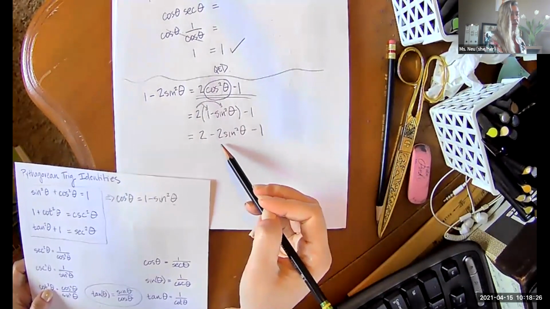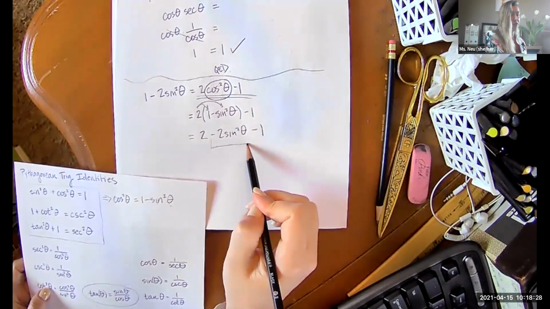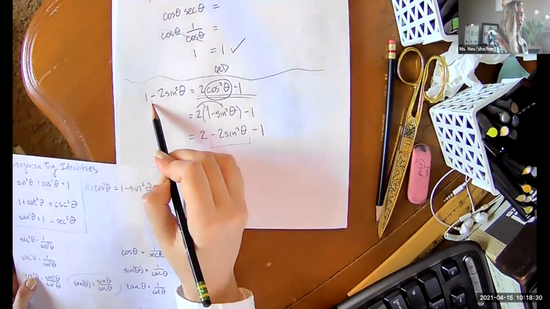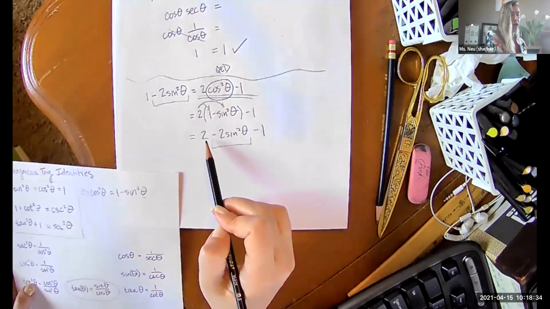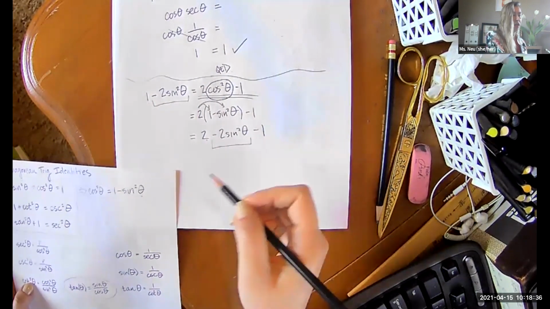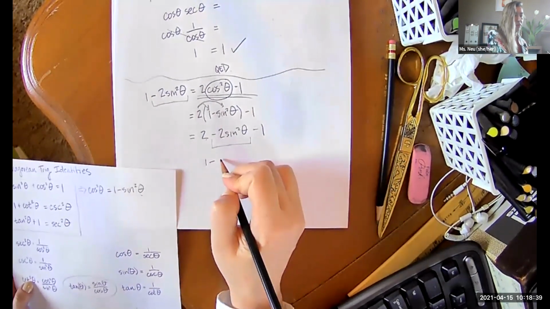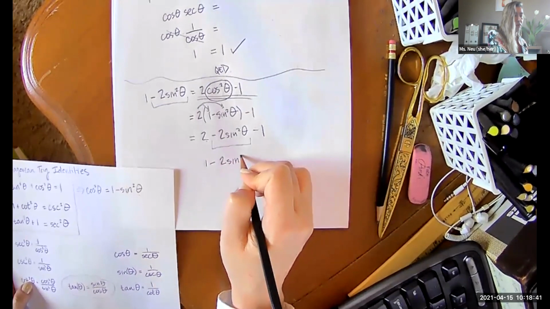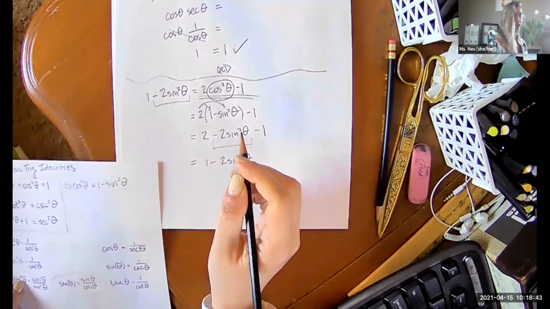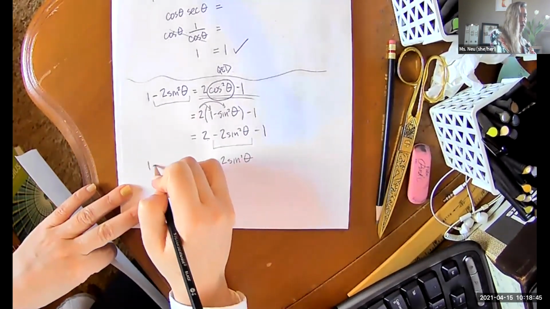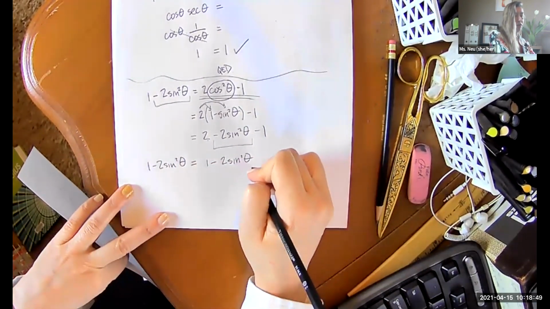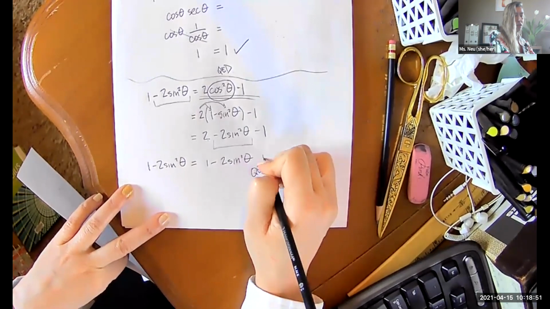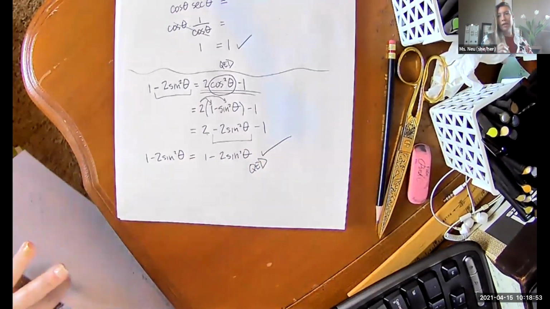And oh my gosh, I totally see it. I have this -2 sine squared theta that I want here. And then I just need a positive 1 to go with it. And 2 minus 1 is 1. And they are equal. Oh my gosh, Q, E, D. Done. I'm so happy. It's lovely.